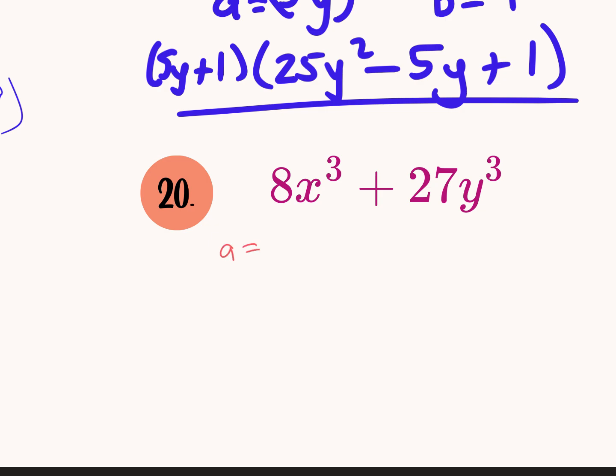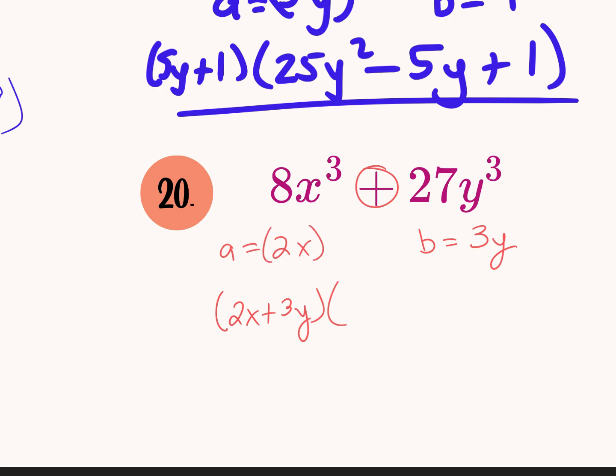So my a term. What times what gives me 8x cubed? 2x and 2x. Great. What times what gives me 27y cubed? 3y. Now you have everything you need. My first parenthesis is going to have the original sign in it. So what's my first parenthesis? 2x plus 3y. Okay, great.